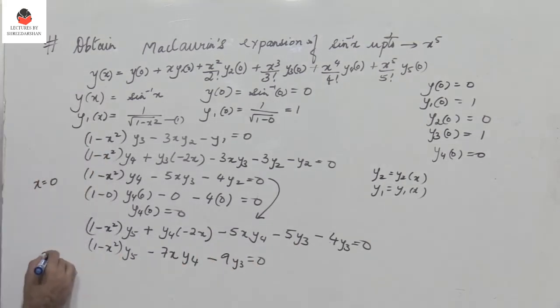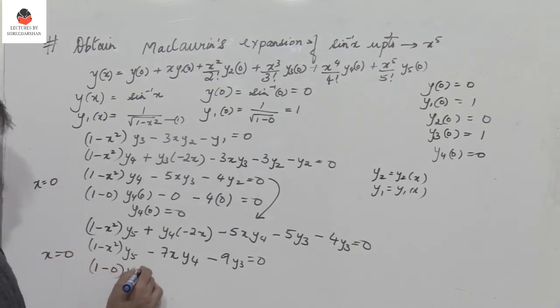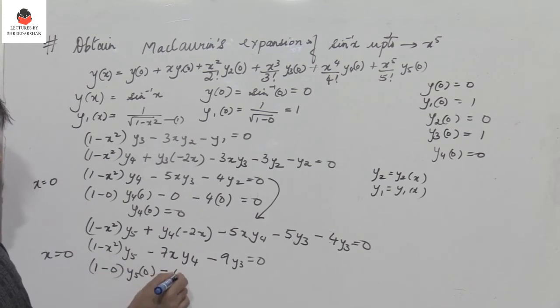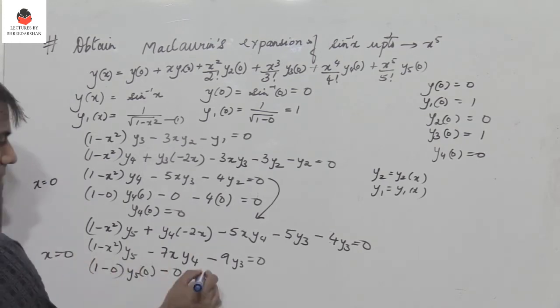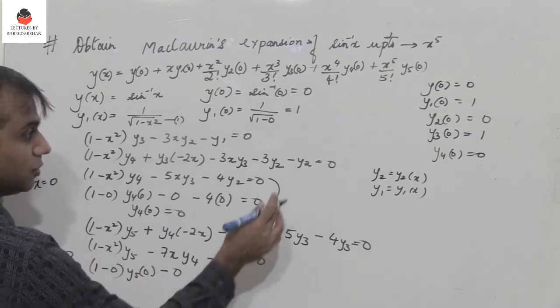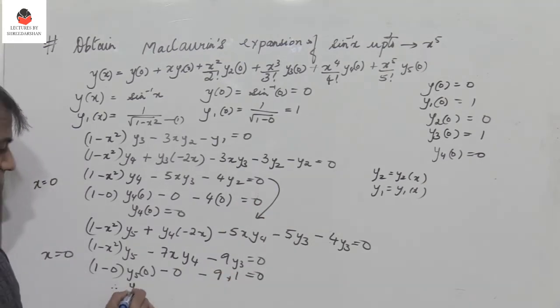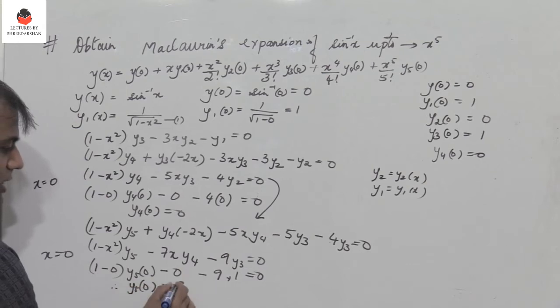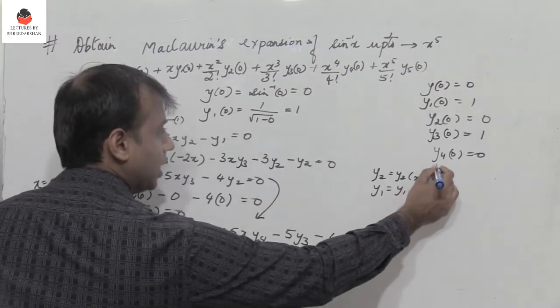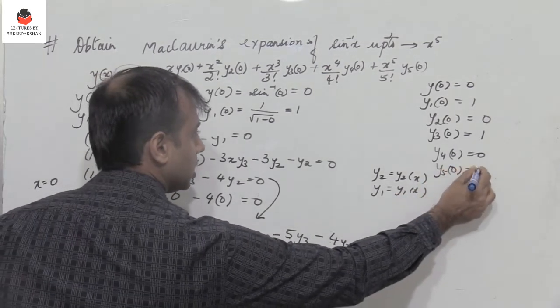So now put x equal to 0. So you get (1 minus 0) into y5 of 0, minus x is 0, so this term is 0, and then minus 9 y3 of 0 is 1, equal to 0. So therefore y5 of 0 is nothing but 9, right? So y5 of 0 is 9.